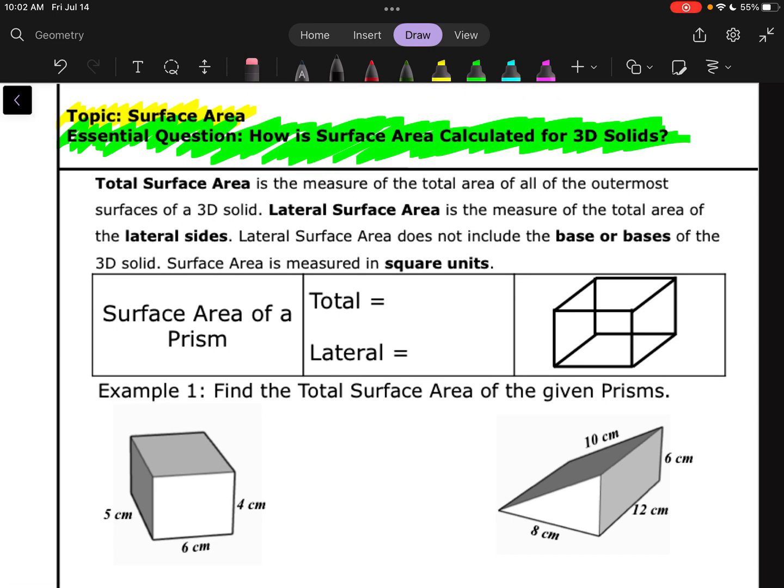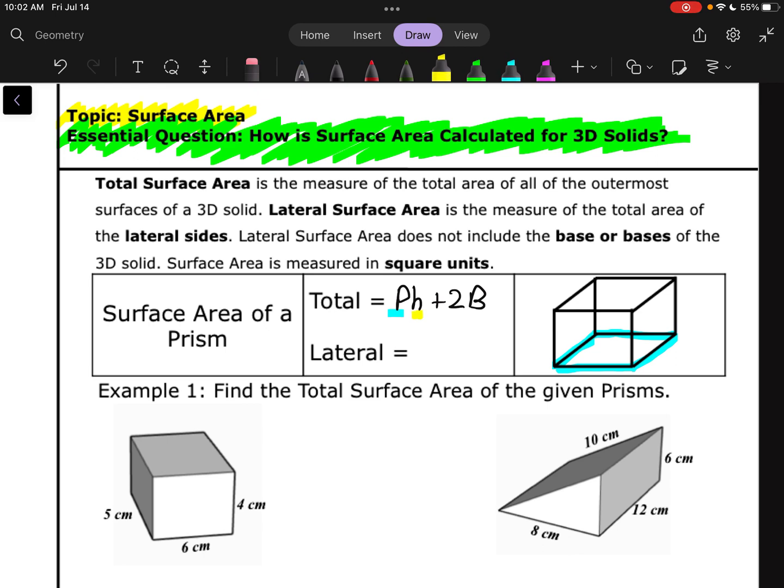To find the total surface area of a prism, we've got a formula. It's S = Ph + 2B. Now, what do those letters mean? Well, the P is the perimeter of the base. So, for instance, on this prism here, maybe I choose this side to be my base. So the P would be the perimeter of that base, all four of those sides added together.